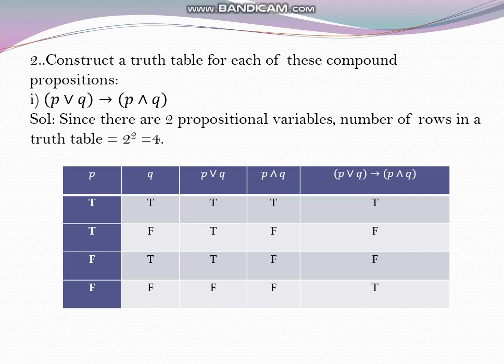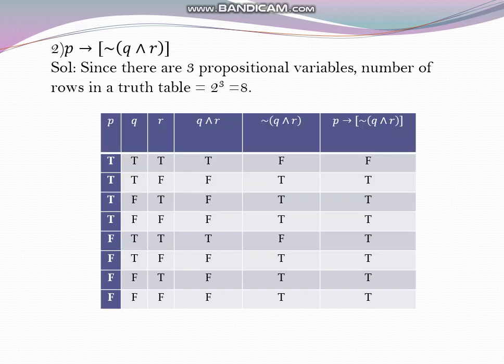Now let us see the truth table for the next compound proposition. Next we have P implies negation, and in the bracket we have Q and R. So there are 3 propositional variables. That means the rows in the truth table will be 2 raised to 3, that is 8. To have all possible combinations of true and false for all these 3 statements, the first, P, is 4 times T, 4 times F, then Q will be 2 times T, 2 times F, and R will be TF, TF, TF and TF.